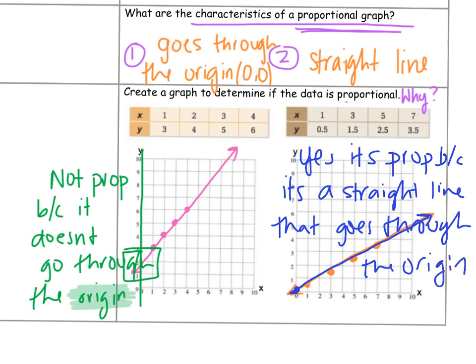Notice we used both specifications, 1 and 2, that make up proportional graphs to give that explanation, so it's nice and thorough. We have straight line through the origin. We need to have both of those when describing why a graph is proportional.